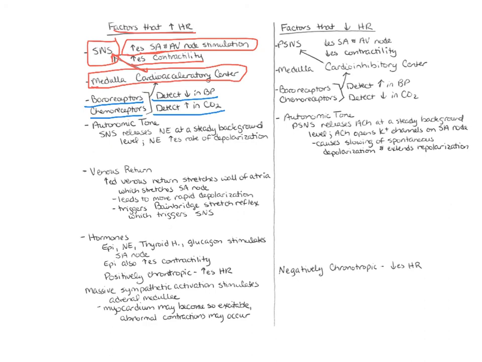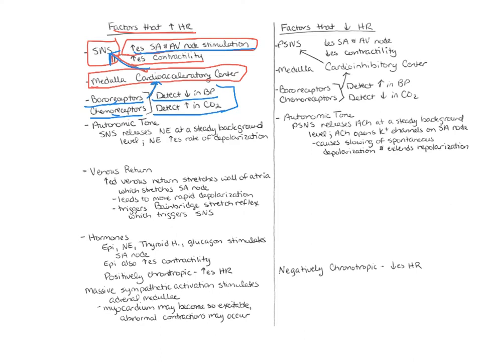So these two things, a decrease in blood pressure or an increase in carbon dioxide, will stimulate those receptors, baroreceptors and chemoreceptors. They stimulate the cardioacceleratory center, and the cardioacceleratory center stimulates the sympathetic nervous system, and then your heart rate goes up. Okay.